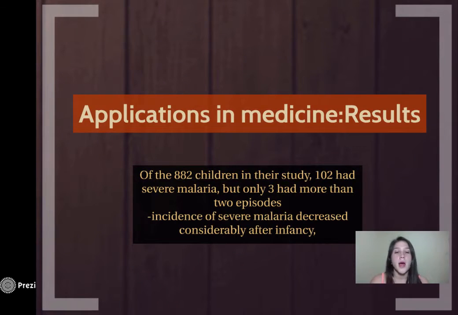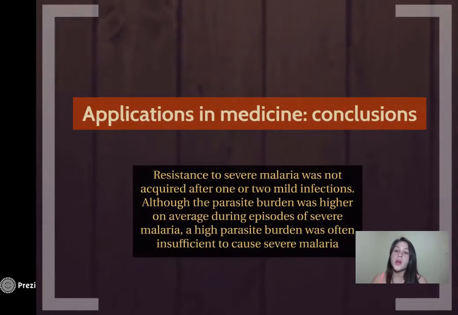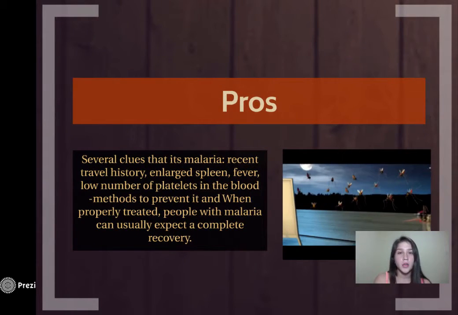The results: out of the 882 children in their study, 102 had severe malaria, but only 3 had more than 2 episodes. Incidence of severe malaria decreased considerably after infancy. So these people concluded that the resistance to severe malaria was not acquired after 1 or 2 mild infections. Although the parasite burden was higher on average during episodes of severe malaria, a high parasite burden was often insufficient to cause severe malaria. What are the pros of malaria?